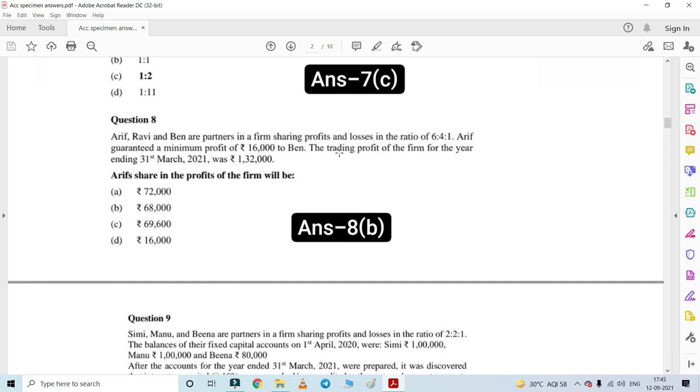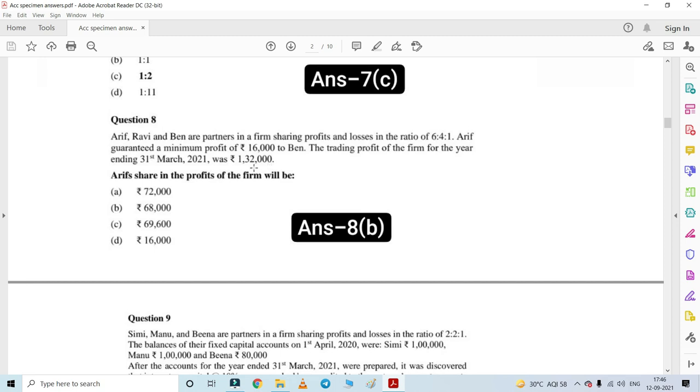Now, the correct option for finding out Arif's share of profit of the firm will be 68,000, and this can be calculated by multiplying the profit value, 1,32,000, with 6 by 11. 6 by 11 is, that is 6 plus 4 plus 1 makes 11. So Arif's share is 6 by 11. When you multiply 6 by 11 with 1,32,000, your answer would come 72,000.